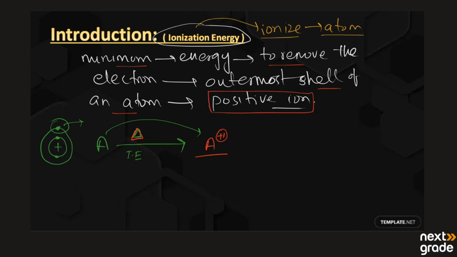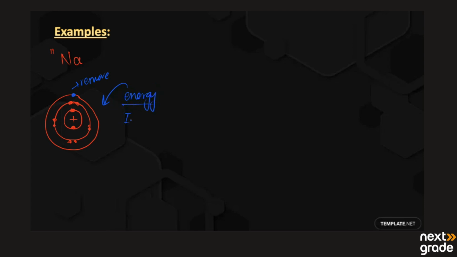So let's discuss more examples to clear this concept of ionization energy. For example, the first ionization energy of sodium. Its atomic number is 11. Its electronic structure is like this: the first shell has two electrons, the second shell has 8 electrons, and the last shell has one electron. We want to remove this electron. To remove this electron, we have to provide energy to this atom. That energy is known as ionization energy.